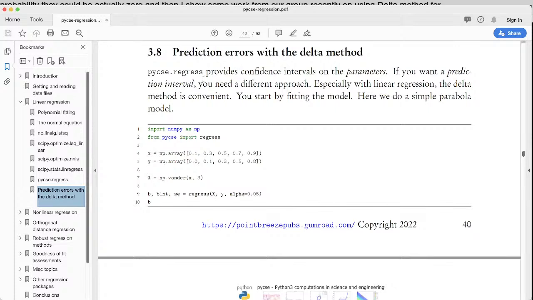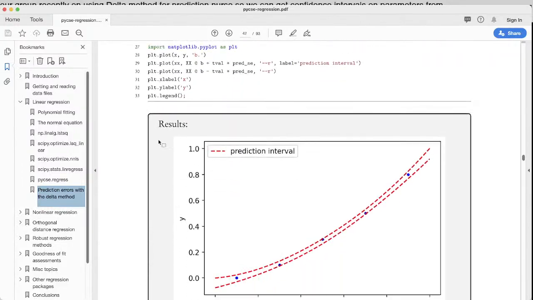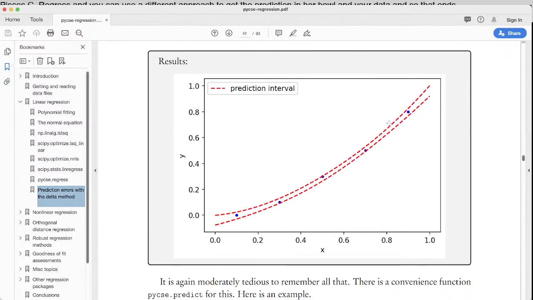And then I show some work from our group recently on using the delta method for prediction errors. So we can get confidence intervals on parameters from pycse.regress, and you can use a different approach to get the prediction interval on your data. And so that ends up looking like this. This is where we would predict values to come.